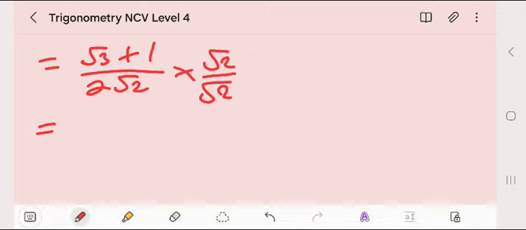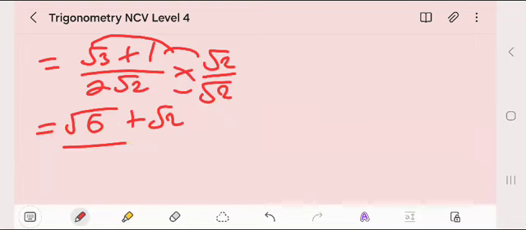So this goes there. Because you have two terms, I'll multiply that. This will be square root of 6 plus root 2, all over 4.